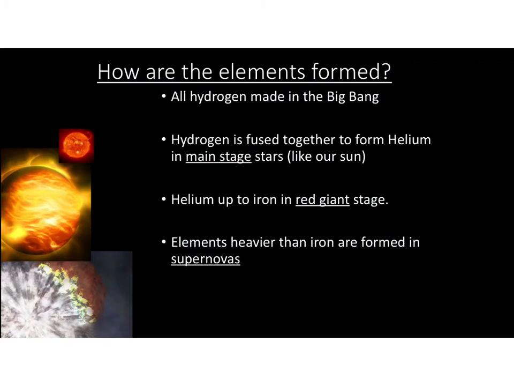Okay, so all hydrogen was made in the Big Bang. Hydrogen is fused together to form helium in the main stage of stars. Helium up to iron is formed in the red giant stage. So we'll find out a bit about that in a second. Elements heavier than iron are formed in supernovas. So anything with a mass greater than iron, so it comes after iron on the periodic table, had to be formed in a supernova, and we need to find out what one of those is.